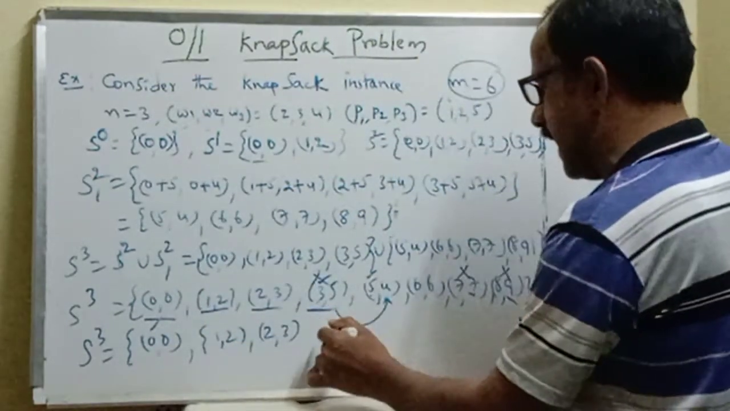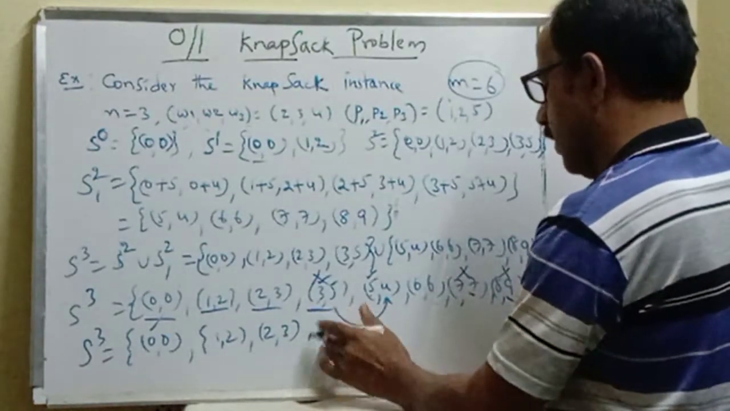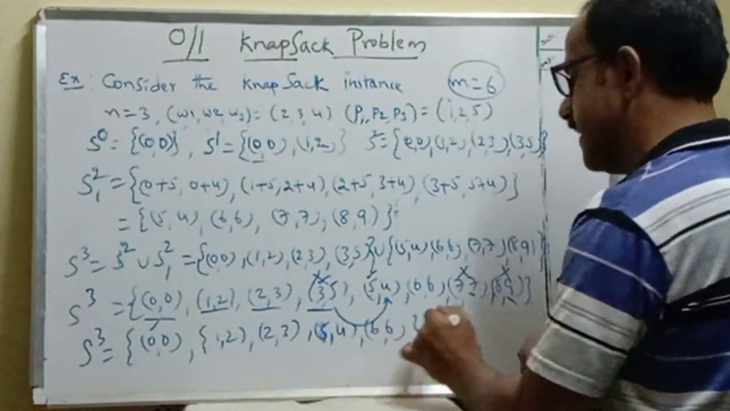Anyway, 3,5 is discarded according to the parsing or dominating rule. And 6,5, 4,5, 4,6, 6,6. Now this is S3. Okay.